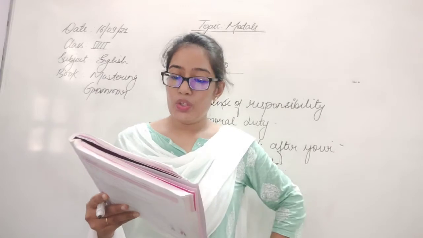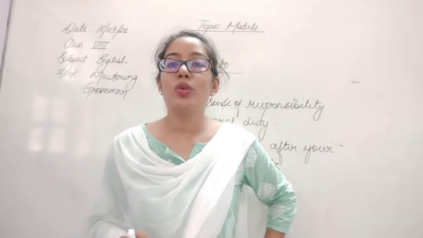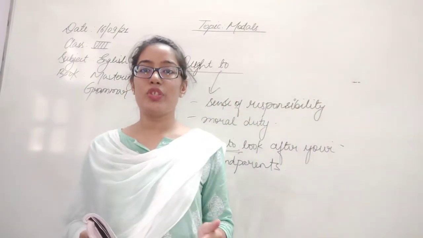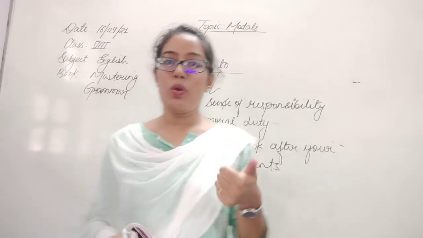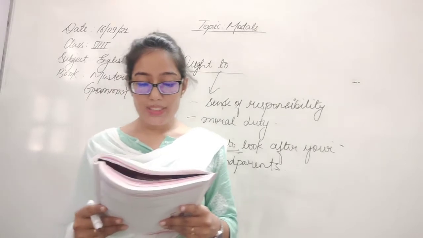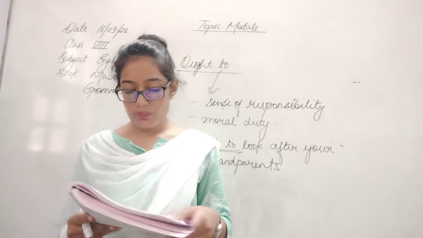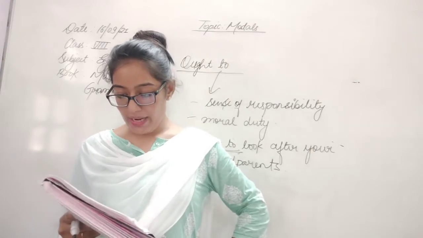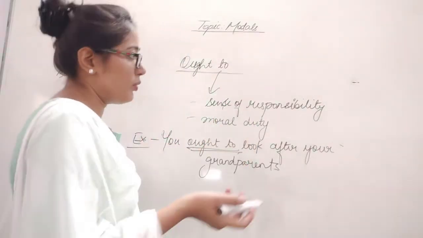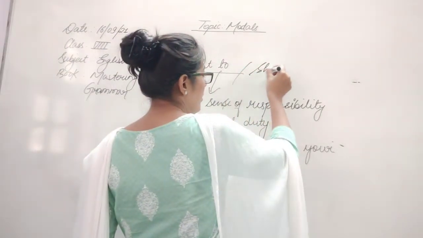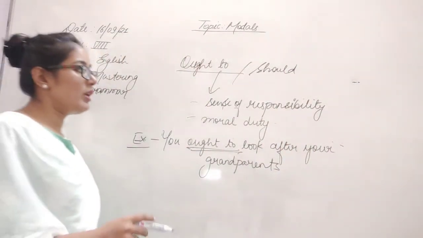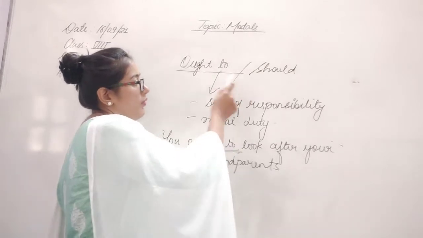Another would be you ought to pay the taxes on time. So it's your responsibility to pay taxes on time. Ought to is used to show a sense of responsibility and moral duty. Am I clear? Ought to also suggests that it would be the right thing to do. Nowadays both should and ought to are used to convey the same idea. Okay. Should and ought to nowadays show the same idea. Should also nowadays is used for ought to.